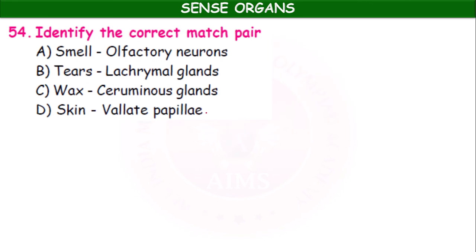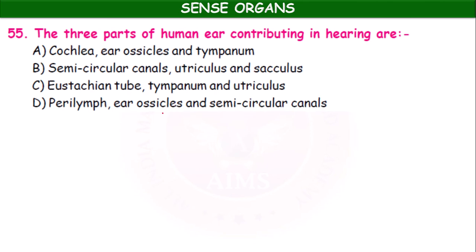Next, identify the correct match pair. Smell, olfactory neurons; tears, lacrimal glands; wax, ceruminous gland; skin, violet papilla. Tears, lacrimal glands is correct. Ear wax is also correct. Smell, olfactory is correct. Violet papilla, actually they are present in the tongue.